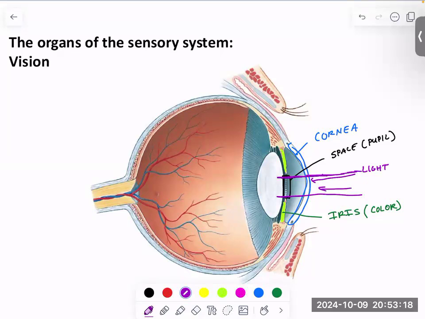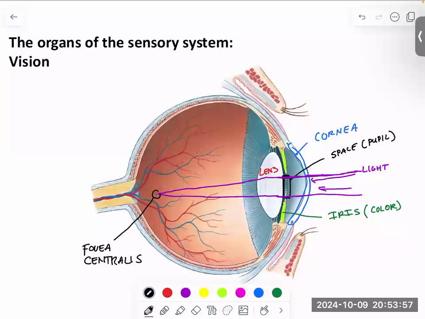So the light comes in as a beam. And then it hits the lens. The lens's job is to bend the light and focus it on the back of the eye. Not the iris, the retina. And it's going to focus it on this area right here. And this is called the fovea centralis. This is where you want the light to focus.